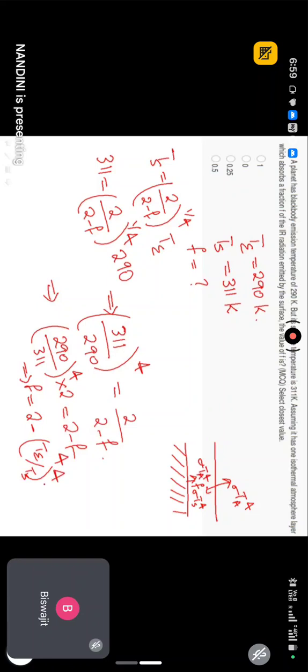What will be the value of F? With 311 divided by 290, it will be 0.487. And from the options, which one will it be? Yeah, this is the answer.